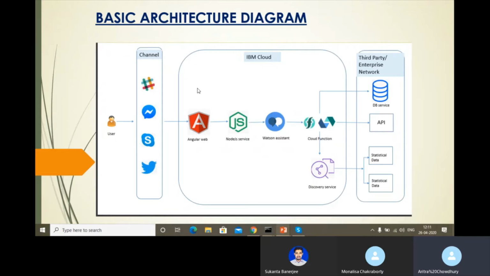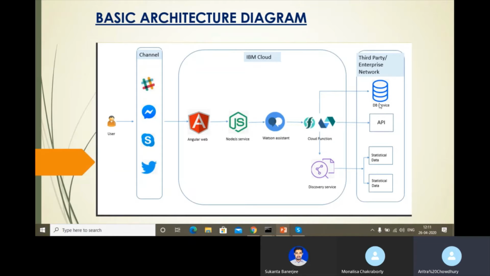Directly moving into the architectural diagram, there is a user who speaks to our Angular application, which is built on Angular 8, and that Angular 8 speaks to the Node.js server to speak to the Watson Assistant. This Watson Assistant is logically configured to provide the answers to my chatbot. So this Watson Assistant speaks to the cloud functions to get some resources from the external database, external APIs, or through IBM Discovery. This IBM Discovery speaks to statistical data or some other data sources to collect the data and provide me the response accordingly.